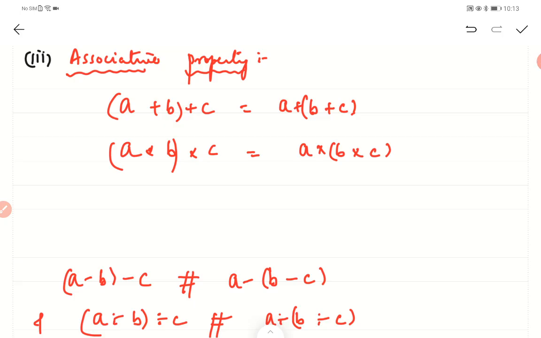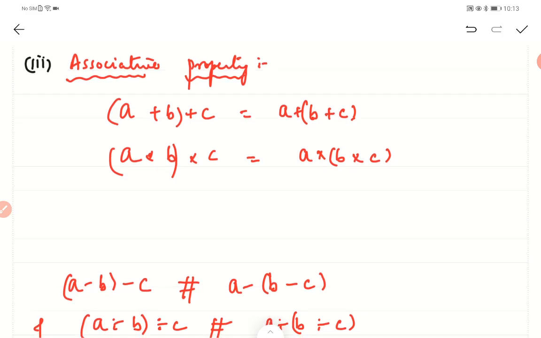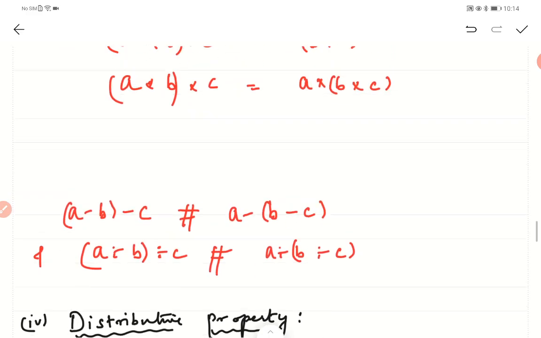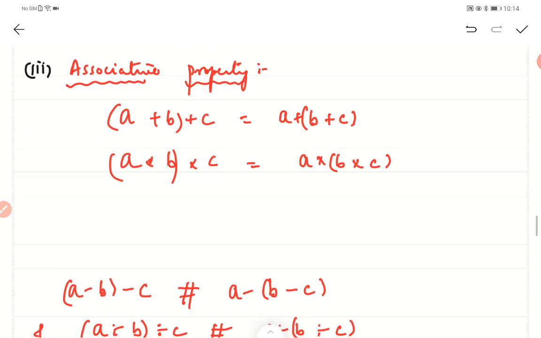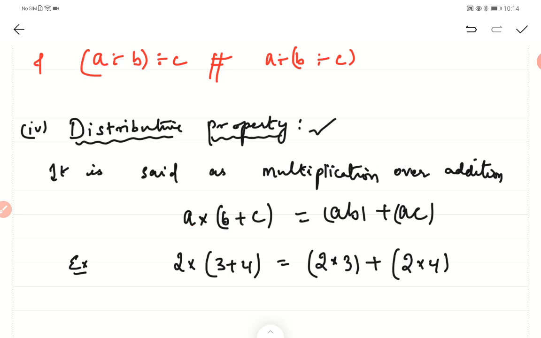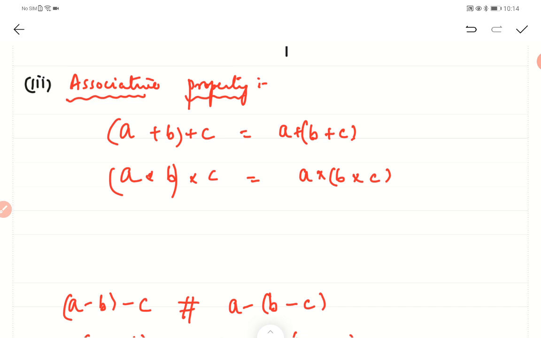So today, students, I am going to record the video for explaining the associative property and distributive property. Okay, so we are left with these two properties of whole numbers. These two properties are important, mainly the distributive property, it is very much important. Anyway, let's see.